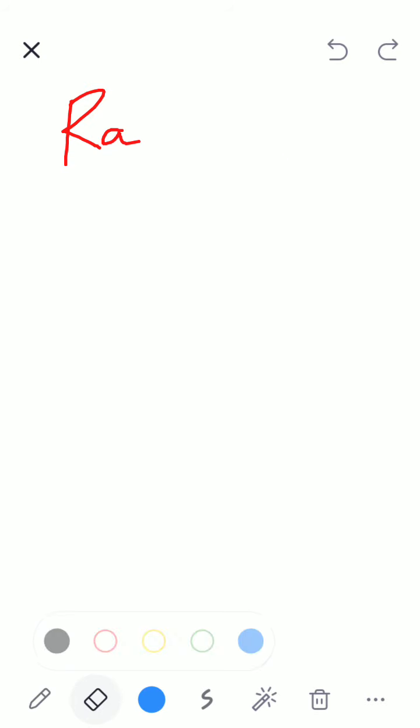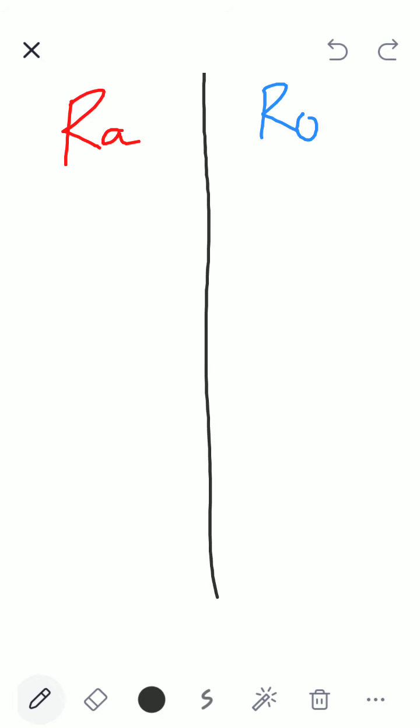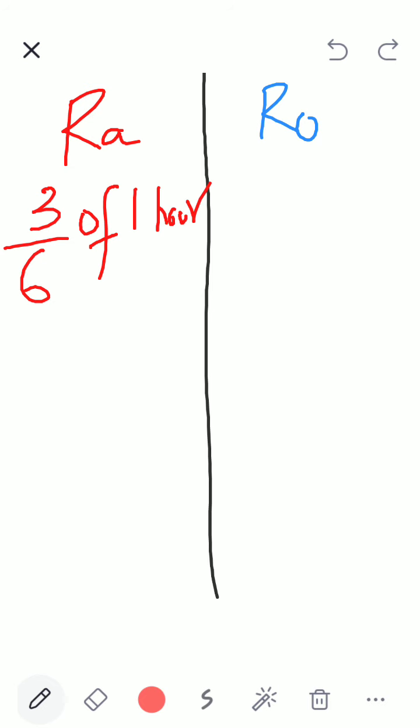Okay. So Ravish and Rohit, they did exercise. Ravish exercised for how much time? 3 by 6 of an hour. Correct? And Rohit exercised for how much? 3 by 4 of 1 hour.